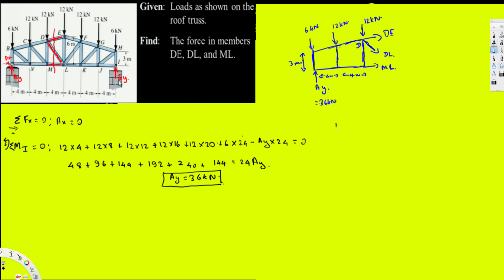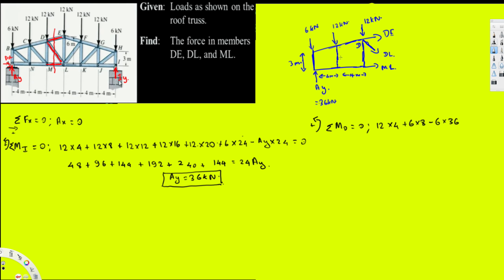If I take moment around D equal to 0, with counterclockwise positive, and solve for this one, these 3 things will disappear. So the only thing left is 12. 12 is pushing this object counterclockwise, so it's positive: 12 times 4, then plus 6 times 8, then minus 6 times 36. Then ML is pushing this object counterclockwise, and we have to know the height.